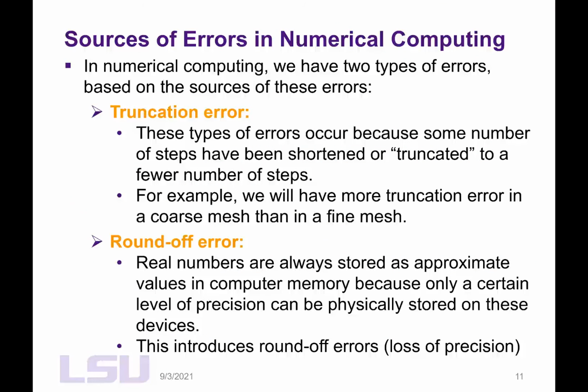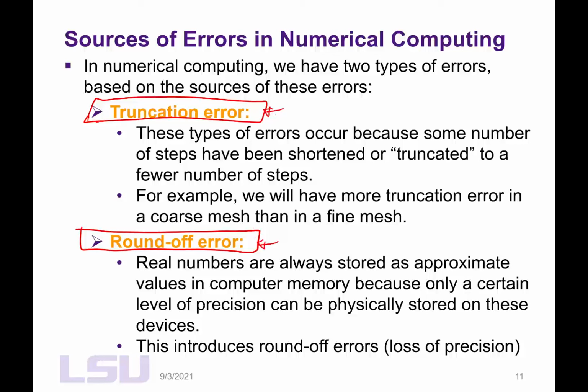Sources of errors in numerical computing. Two main sources of errors: truncation error and round-off error. And these two are conflicting errors. So in general, when truncation error becomes very small, round-off error tends to get bigger, and I will explain that shortly. So what is truncation error?